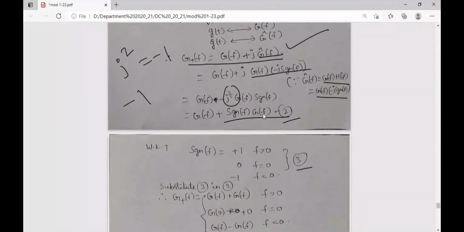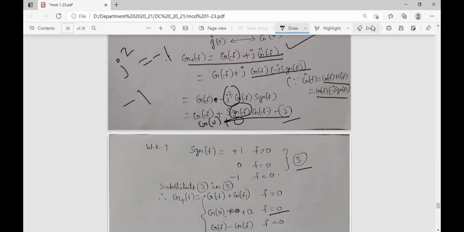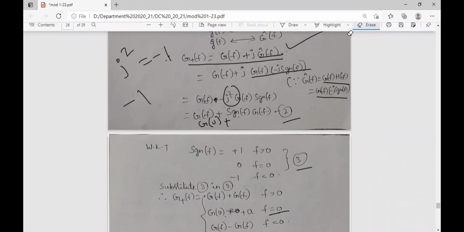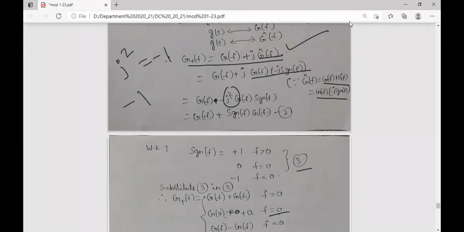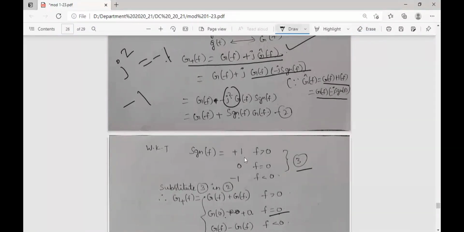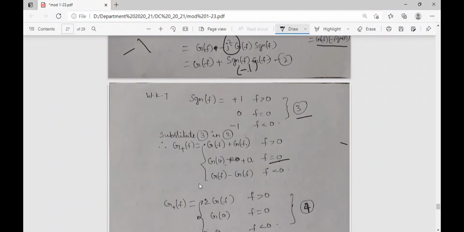Okay, when f is greater than 0, the signum function value is 1. So 1 into g of f will be g of f plus g of f. For f equal to 0, it will become g of 0 plus signum function is 0, so g of 0 plus 0. Next, for the negative frequencies, the signum function value is minus 1. So here I'll have minus 1 into g of f, which is minus g of f. So this is the equation.